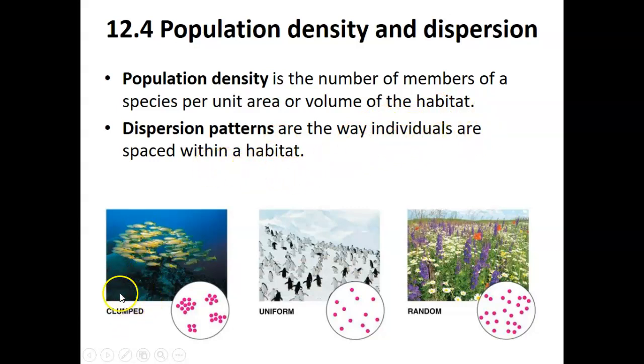Here, all these fish are clumped. Here, the penguins are uniform. And here are flowers randomly dispersed within the area. So different types of species have their own way of staying within a particular ecosystem. They can be spread out, evenly spaced, or clustered together.